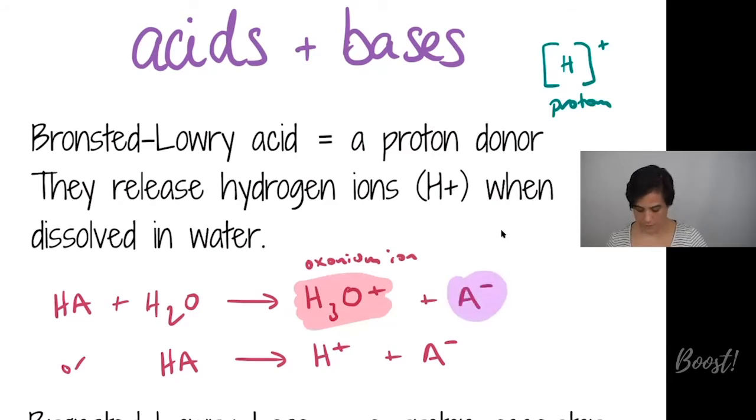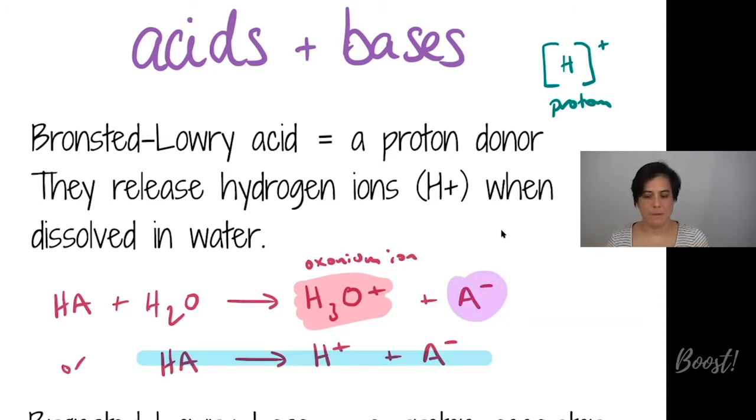Okay, so in a simplified form, we've got this equation here. So the HA acid dissociates into H plus and A minus. So that second equation is what we normally look at when we simplify or show our dissociation of acids.